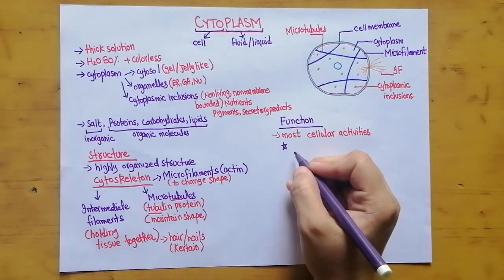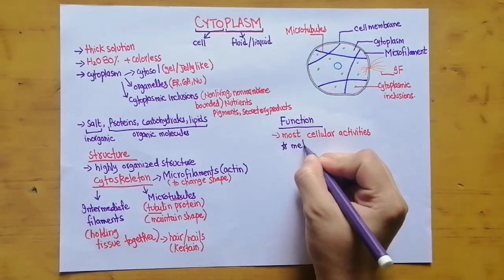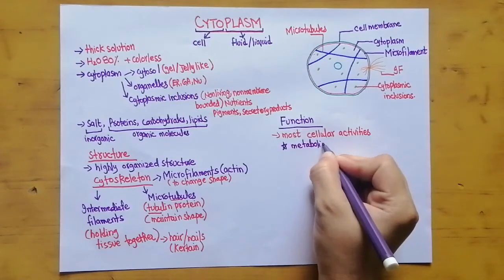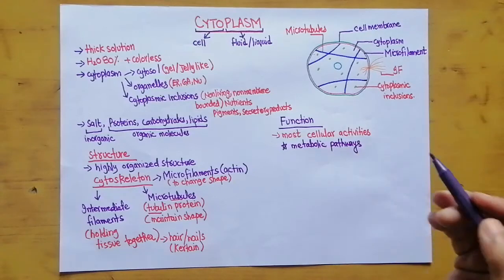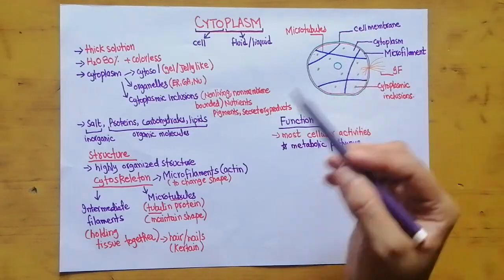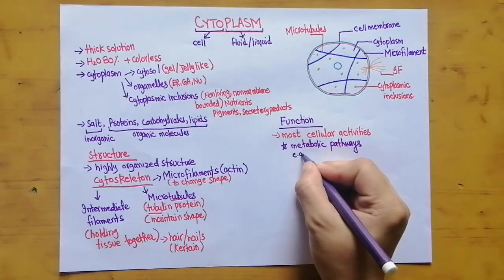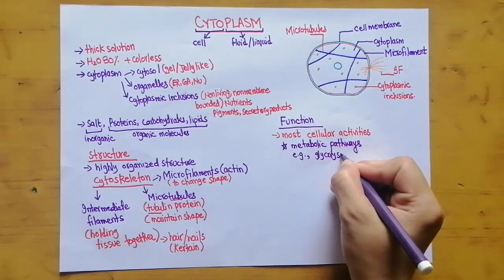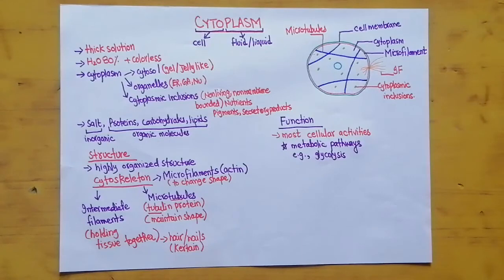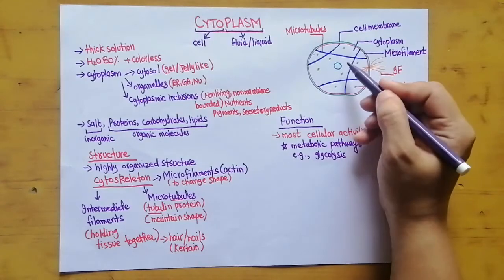In the cellular activities, many metabolic pathways take place inside the cytoplasm. For example, glycolysis, which is the breakdown of glucose into small molecules to generate energy, takes place inside the cytoplasm.